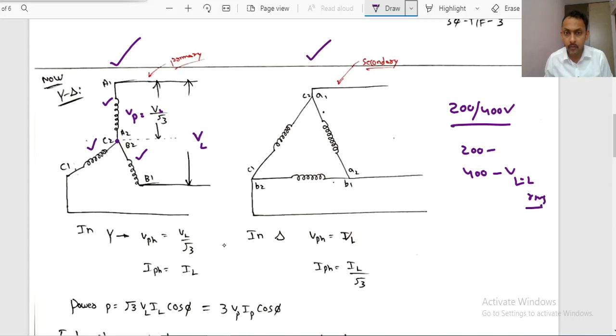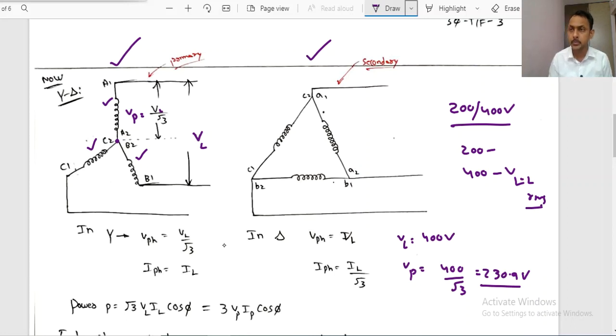For example, if the line voltage is 400 volts, what will the single phase voltage be? 400 divided by root 3, we will get 230.9 volts, which represents the phase value if the line value is 400 volts. For the given voltage values, if nothing is specified, by default they are to be considered as line to line RMS values, right?